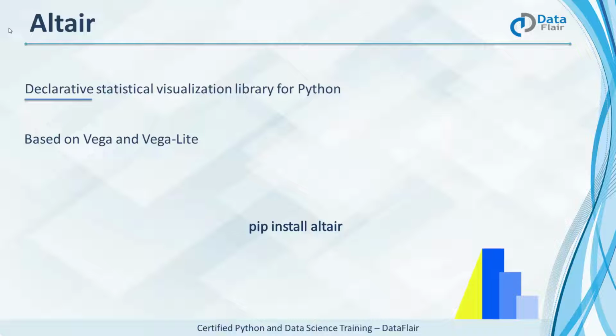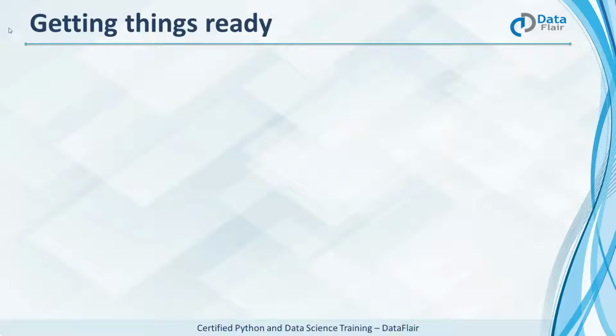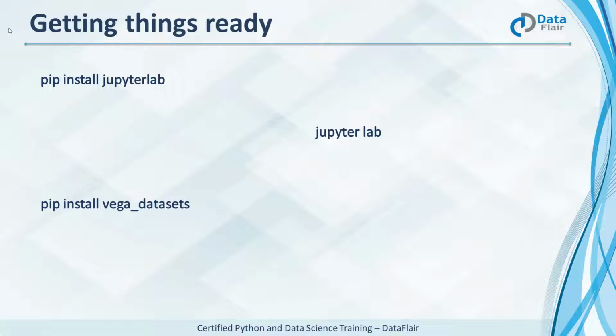You can install Altair using pip. Now to get started with Altair, you need a few things ready. We have installed Altair. Now we need to install JupyterLab. We can do this with pip. And to run it with the command prompt, we just type in JupyterLab. You can also install the Vega datasets package.